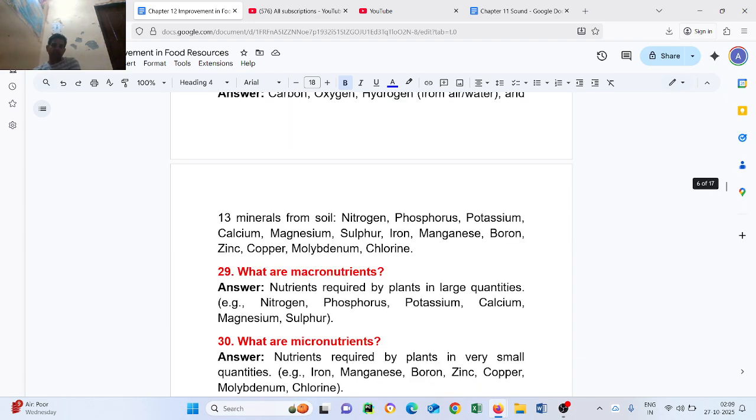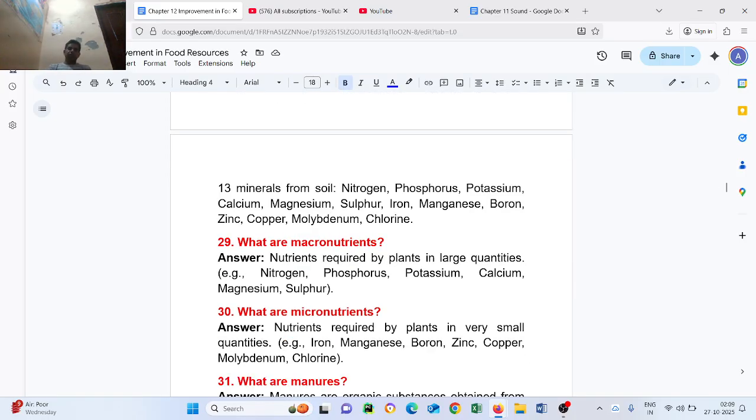Question number 29. What are macronutrients? Nutrients required by plants in large quantity. Examples: nitrogen, phosphorus, potassium, calcium, magnesium, sulfur.